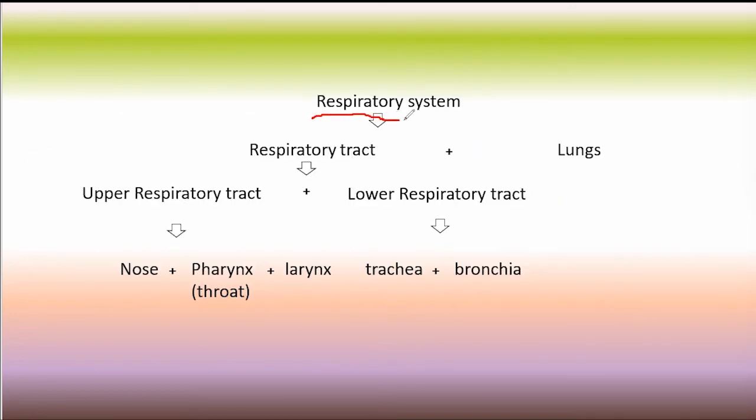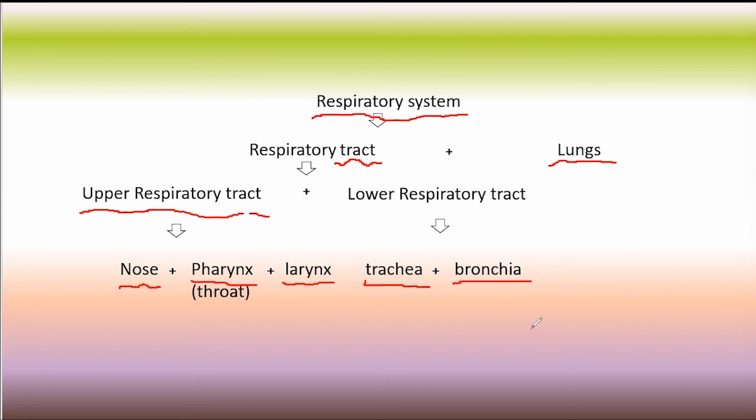The respiratory system includes two main parts. One is the tube. One is the organ. The organ is the lung. So we finished the upper respiratory tract, including the nose, the pharynx, and the larynx. We also finished the trachea and the bronchi. Now we are especially talking about the lung.